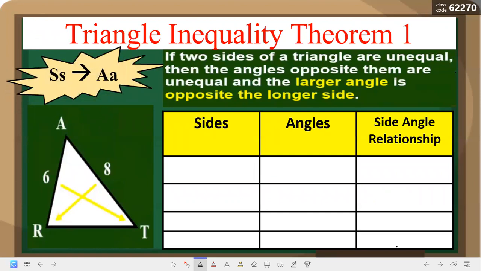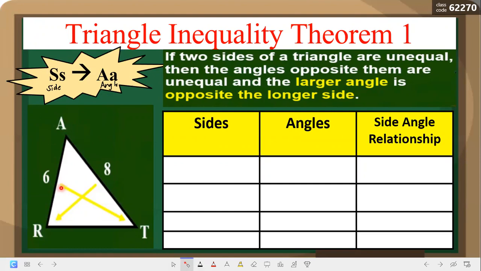So there are three kinds of triangle inequality theorem. The first one is the side-angle relationship, or comparison of the side and angle. In triangle inequality theorem number 1, it states that if two sides of a triangle are unequal, then the angles opposite them are unequal, and the larger angle is opposite the longer side. So napakadali lang, di ba?